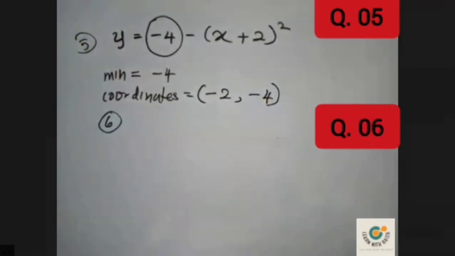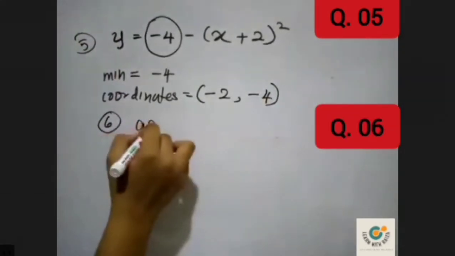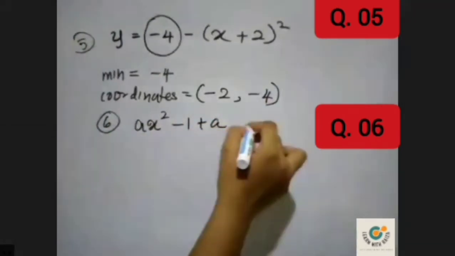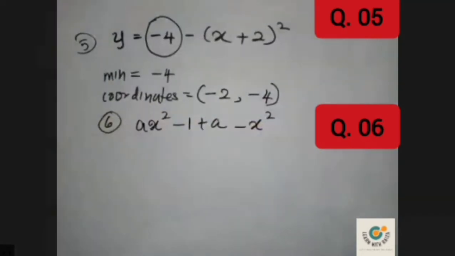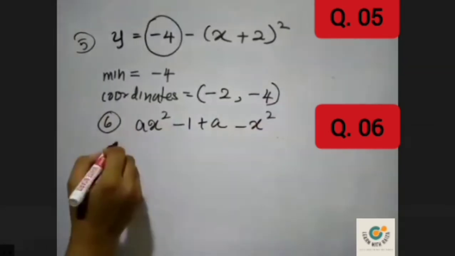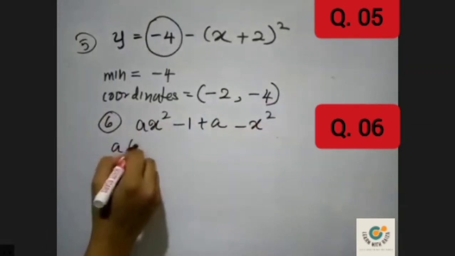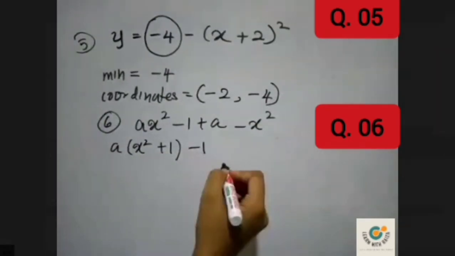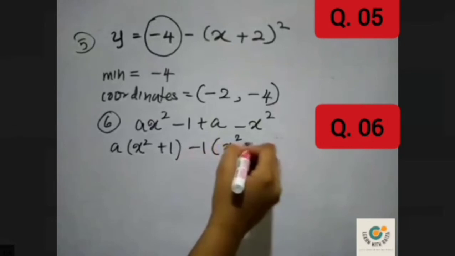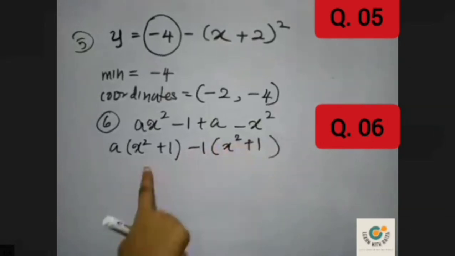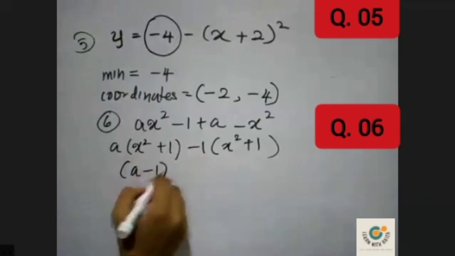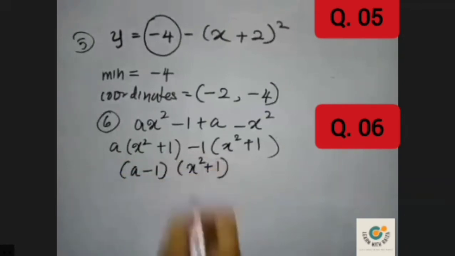Question number 6, factorizing. So I can take ax squared minus 1 plus a minus x squared. So you can see that this is a factorizing question. You have to take the factors out. So I can write this in this manner: a into x squared plus 1, minus 1 into x squared plus 1. The same thing that you have to write down here. Now you can see these two are the same, and here this pair is taken now: a minus 1 and x squared plus 1.